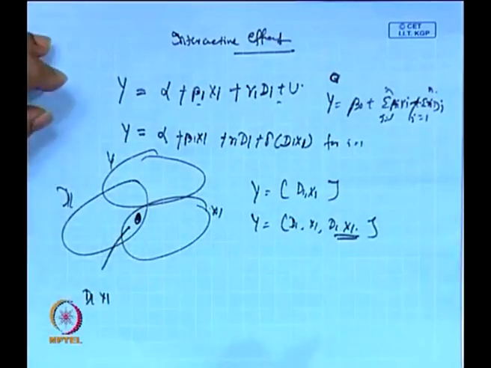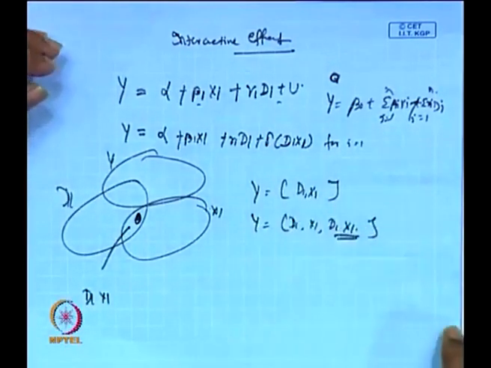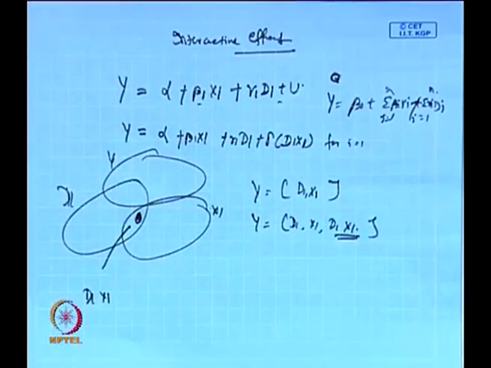If this delta is significant, then this interactive effect has a significant impact on y. That means the combination of d 1 and x 1 has an impact. Individually d 1 may not be effective, individual x 1 may not be effective, but the joint d 1 x 1 may be very effective. For instance, goods may be complementary and substitutes.